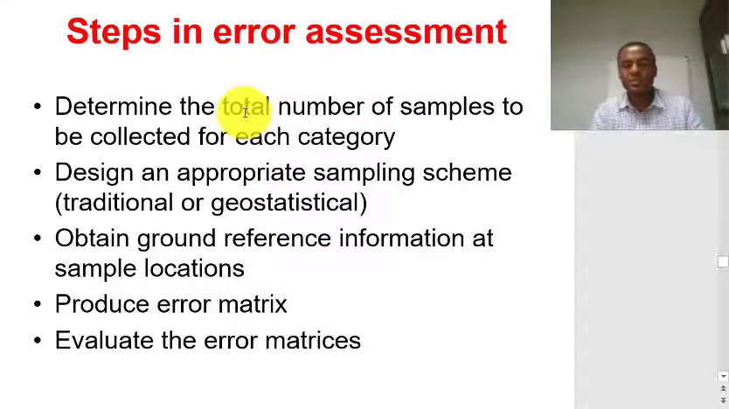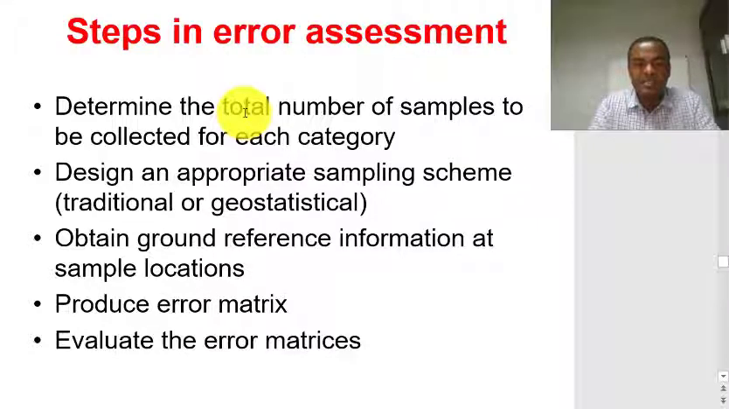First, you have to determine the total number of samples to be collected for each category. Category means the classes. For example, if you have 3 classes, forest, grassland, and water body, I have 3 categories. So I need to collect a sufficient number of samples for each category: for forest, for grassland, and for water body.